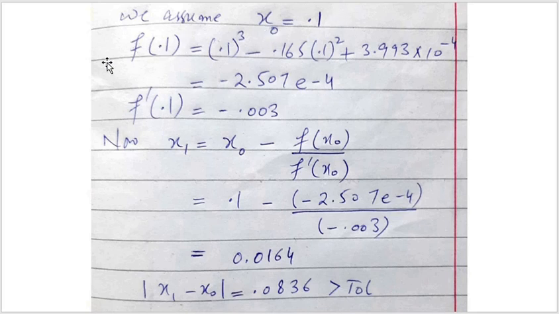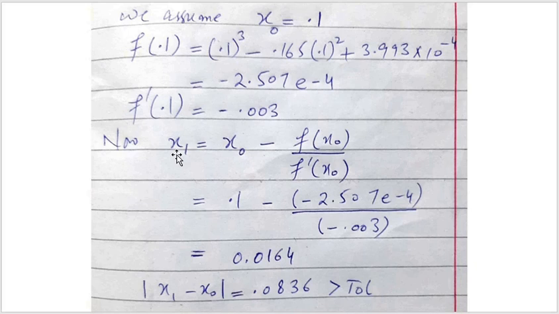And now f of 0.1, the function value is 0.1 cube minus 0.165 into 0.1 square plus 3.993 into 10 raised to the power minus 4. And that is equal to minus 2.507 e raised to the power minus 4. And f prime of 0.1 is equal to minus 0.003. So students, now you have these two values. You have the value of x naught.